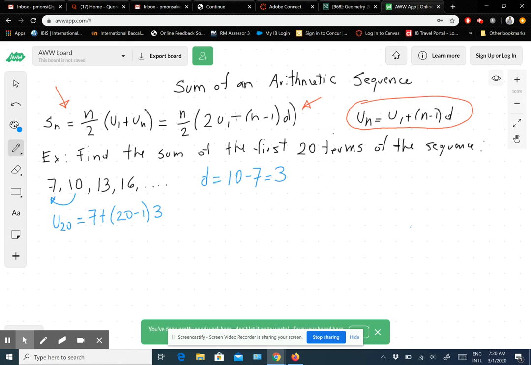which we just found to be 3, our common difference. So working this out, u sub 20 would come to 7 plus 19 times 3, and that would be 7 plus 57. So our final answer is going to be 64. Our 20th term would be 64.